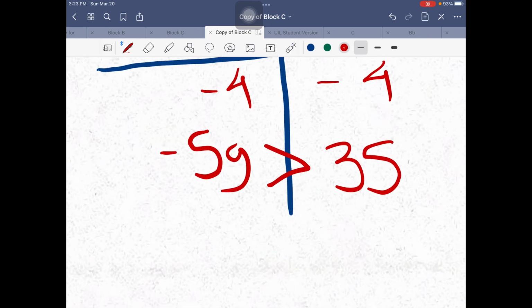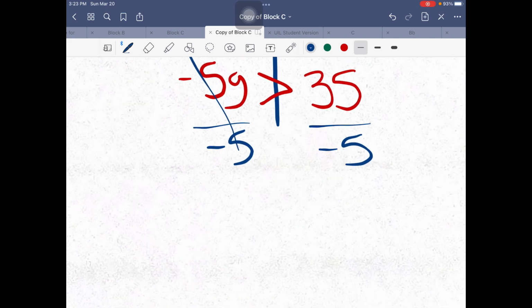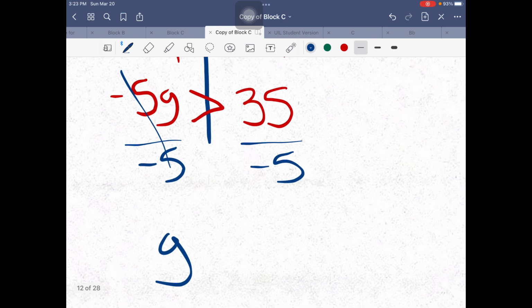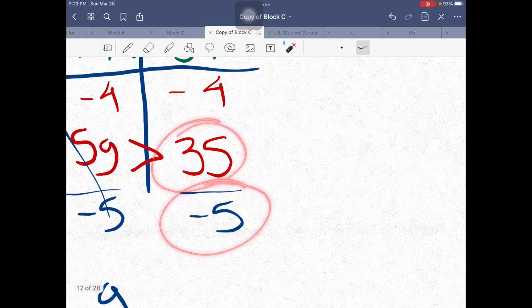There we go. Now, what's the second step? It involves, correct, multiplication and division. So what's the inverse operation of multiplying by negative 5? Dividing by negative 5. What I do to one side, I have to do to the other. Now I bring the g down. And then for right now, I'm going to stop. Just for right now. 35 divided by negative 5. I have a positive and I have a negative.